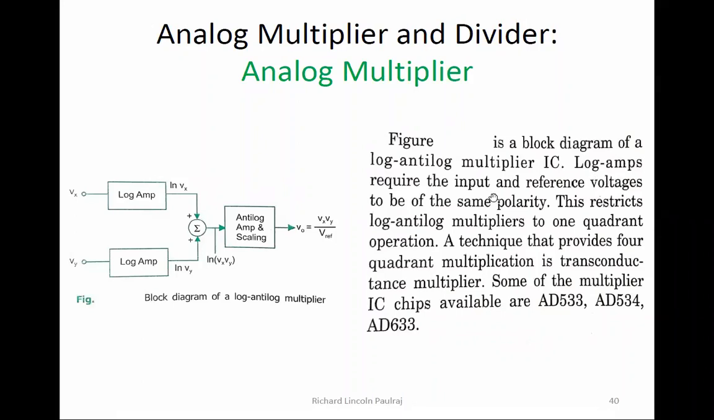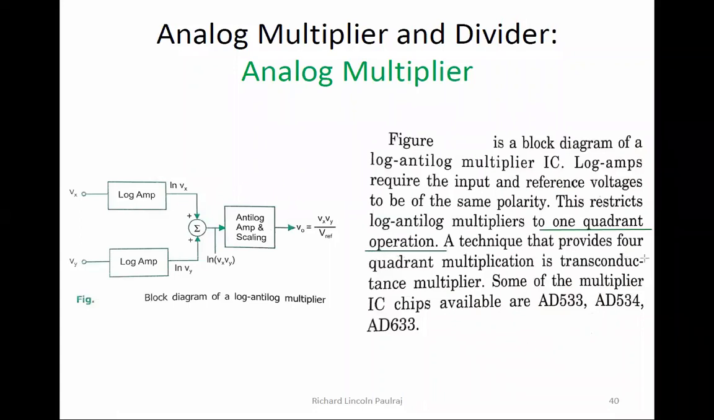So log amps require that the input and reference voltages be of the same polarity, which means if it's positive, then my reference voltage is positive, and if it's negative, then my reference voltage also should be negative. This restricts the log anti-log multipliers to one quadrant operation. So if they are of the same polarity, it's going to be a one quadrant operation.